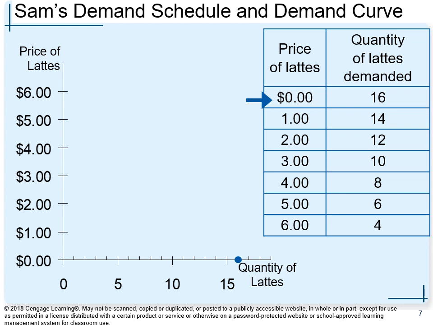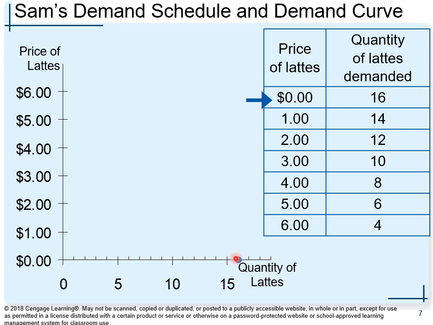So we have the same data about the demand schedule here for Sam. Now we want to plot it into a graph where we have the quantities on the horizontal axis, and we have the market price on the vertical axis. That's what we're going to be looking at throughout this presentation. At the price of $0, when lattes are free, Sam is going to demand 16 lattes. That combination of price and quantity is shown as this dot right here along the horizontal axis.